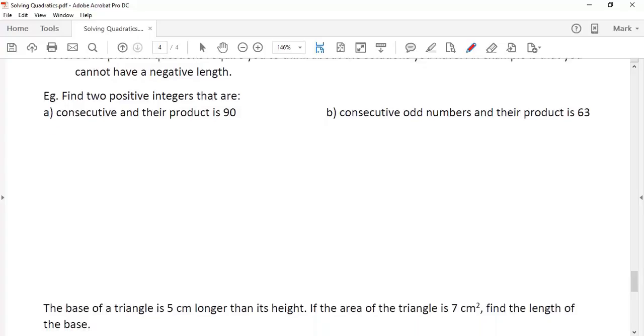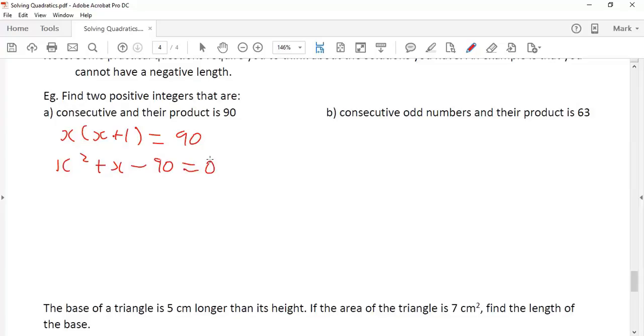So find two positive integers that are consecutive and their product is 90. So yeah, if your number is x, then if you think about it, the next consecutive number would be x plus 1. So that means the consecutive numbers' product would be x times x plus 1 equals 90. So now we just expand this. So we get x squared plus x and then I'm just going to bring that 90 over. So minus 90 equals 0.